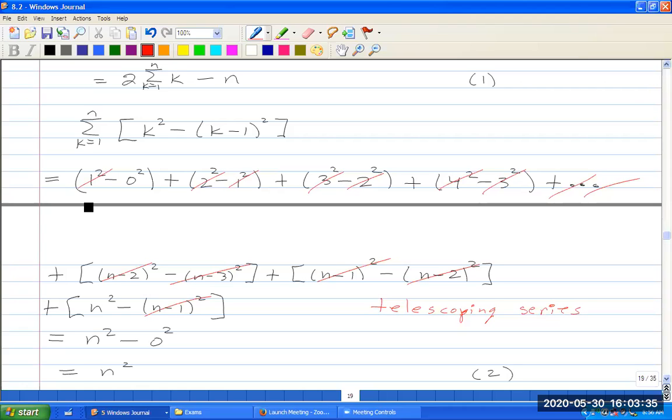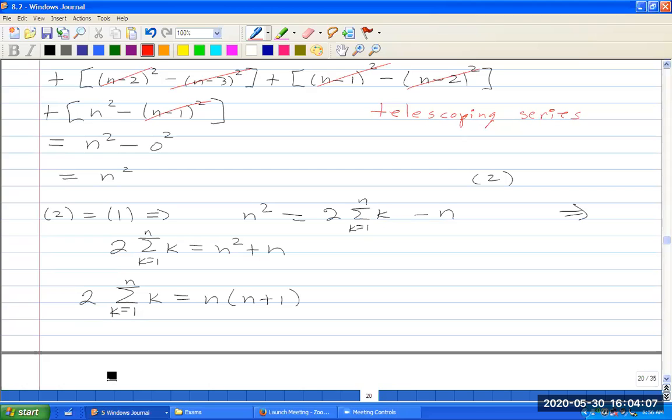And so basically everything cancels except for the first and last terms. And so I get that this is equal to n squared minus 0 squared, which is just n squared. But I've shown that both of these are equal to, well, first, 2 sum k equal 1 to n of k minus n, and it's equal to n squared. So let's set these equal and try to solve for the sum k equal 1 to n of k. And that's what we want to determine.